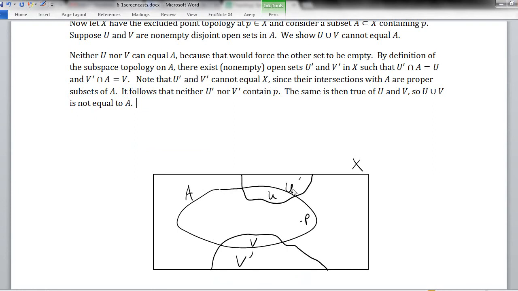Right? And we extended U and V to open sets U prime and V prime in X, and we saw that those can't contain P, and therefore U and V don't either. But then there's no way that the union of U and V can be all of A. And that should do it.